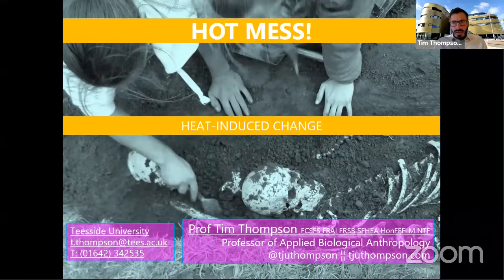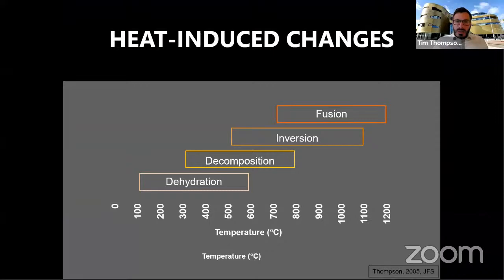So now we're going to have a quick look at some of the heat-induced changes that we see. What happens to bone when it burns? We have four stages of transformation. These four stages were first described by a forensic anthropologist out of Canada called Pamela Mayne Correia, and then we did a bit of work and revised them a number of years later. But what we can see are those four stages through which bone will go.